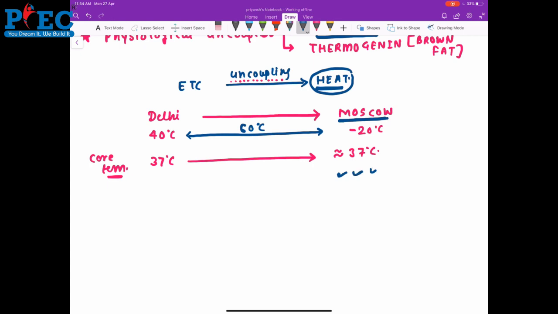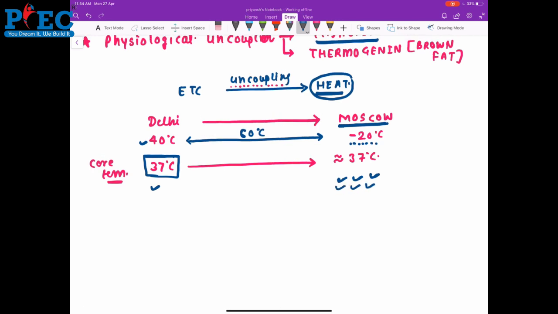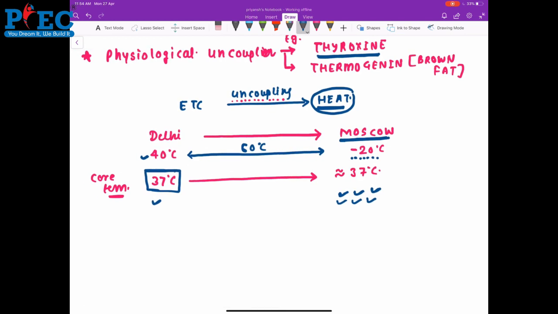Here there will be more uncoupling compared to here, because here the core body temperature was maintained because external heat was there, but here external heat is not present, so more uncoupling needs to be done. So this is how the body is regulating the uncoupling process to maintain the core body temperature.